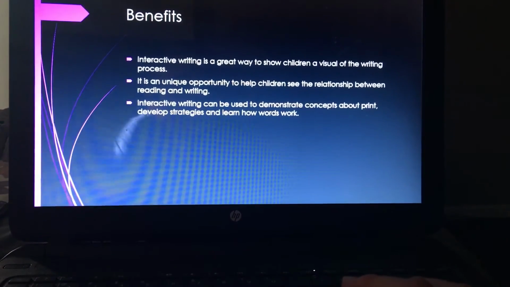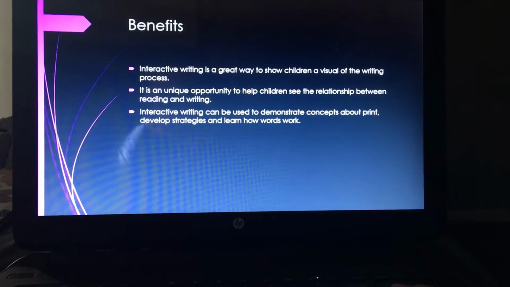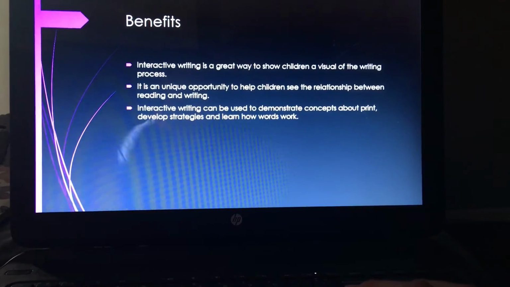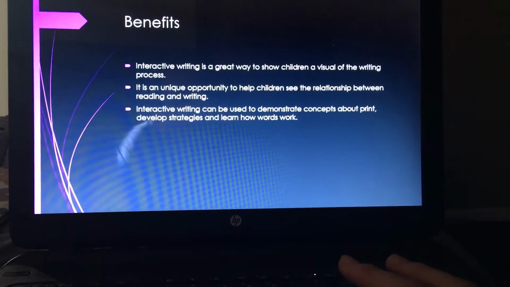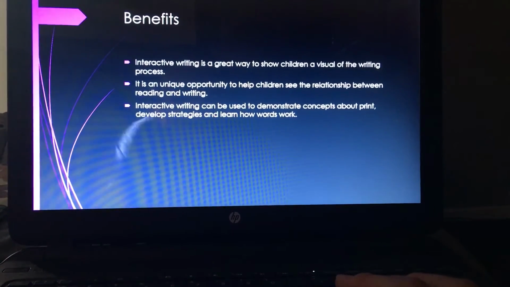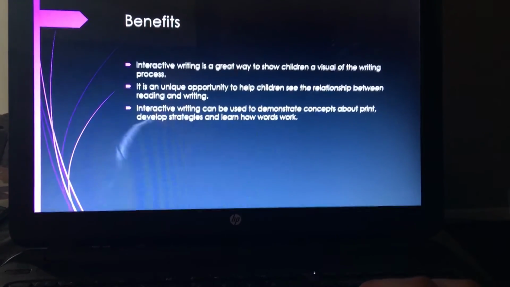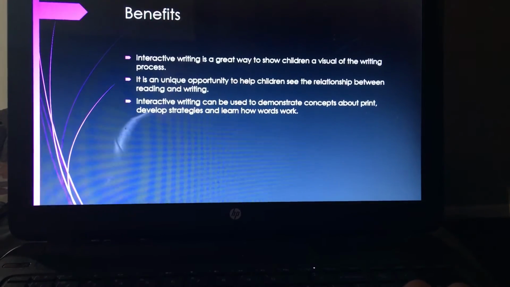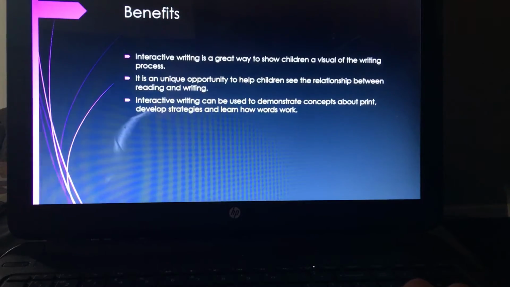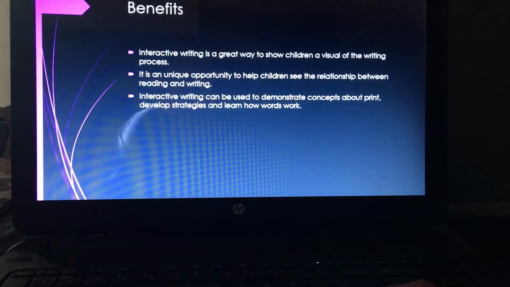Interactive writing can be used to demonstrate concepts about print, develop strategies, and learn how words work. So, like I said before, it's a great way for students to see the different strategies that can be used with reading and writing, and allow them to develop their own strategies that'll help them as they get older, and it will help them see the different ways words work. Like they'll start to see the changes in plurals from adding s and es, and the way you change some things. Do I add ie? Do I add y? Different little rules like that.